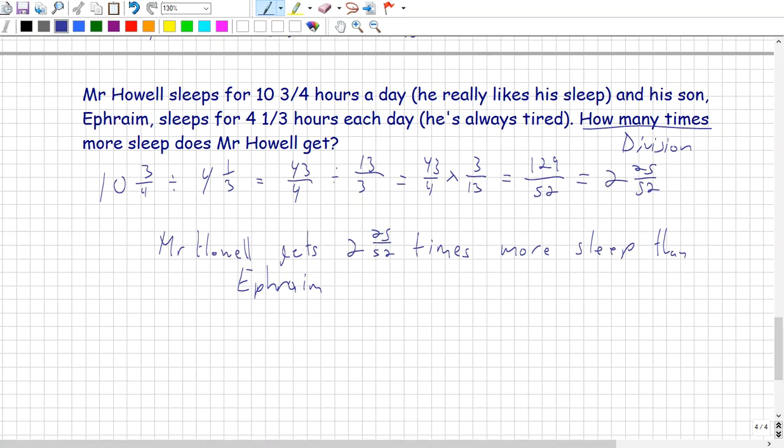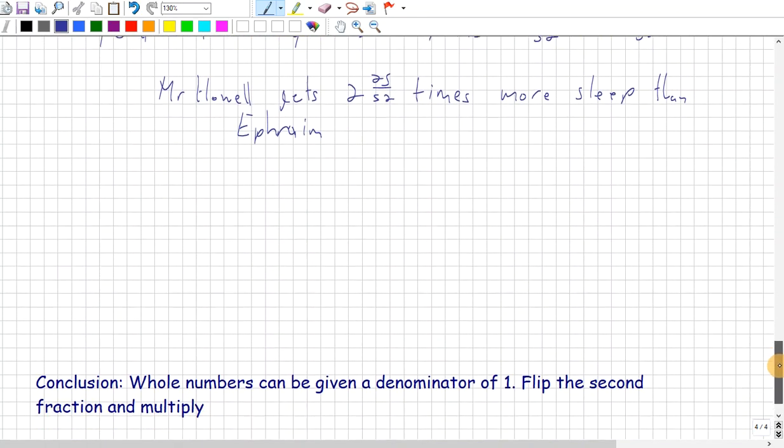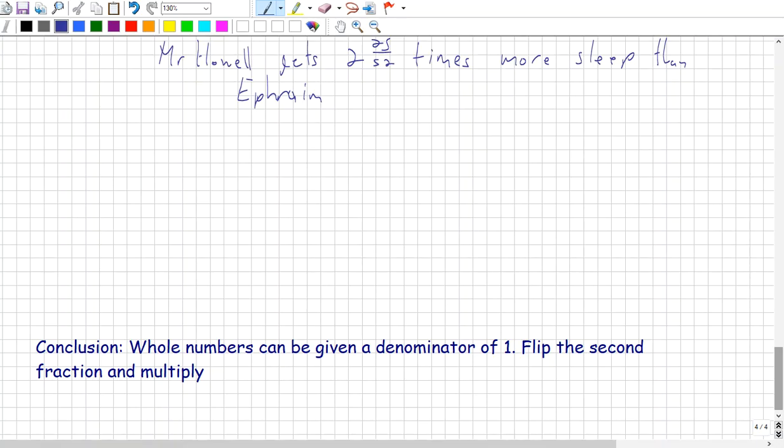So division question, having to convert, again, those mixed numbers into improper fractions, flip the second fraction, and multiply. In conclusion, whole numbers can be given a denominator of 1, like we saw. We could also say improper fraction or mixed numbers need to be changed. I'm going to add that. So change mixed numbers into improper fractions. And then flip the second fraction. Once you've done all that, flip the second fraction and then multiply.